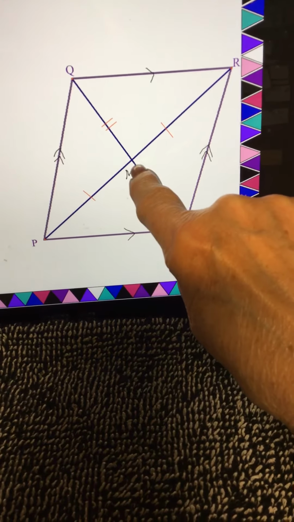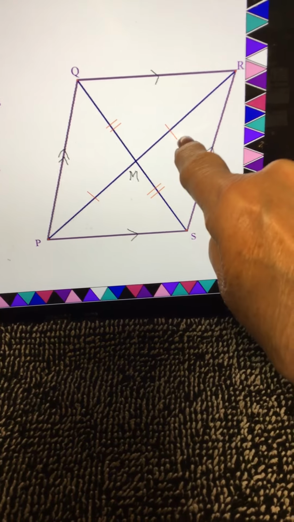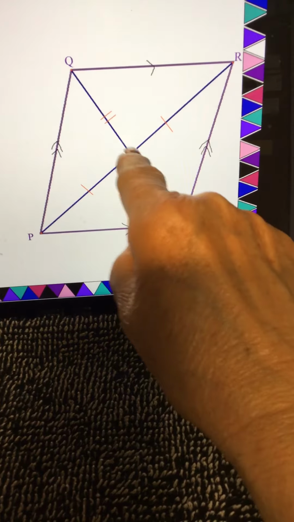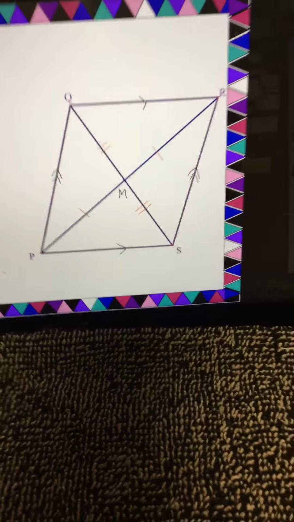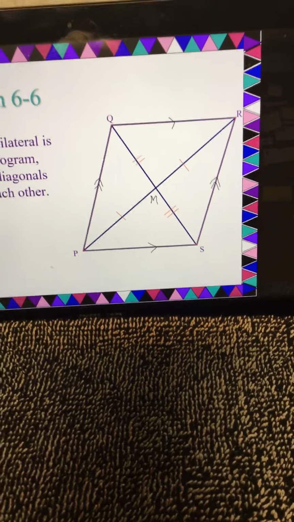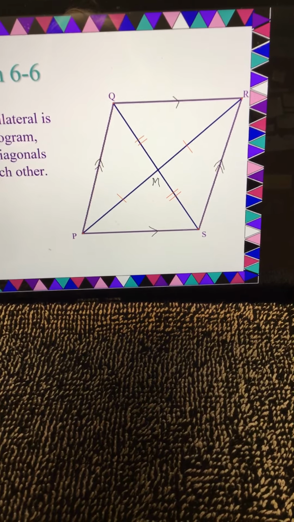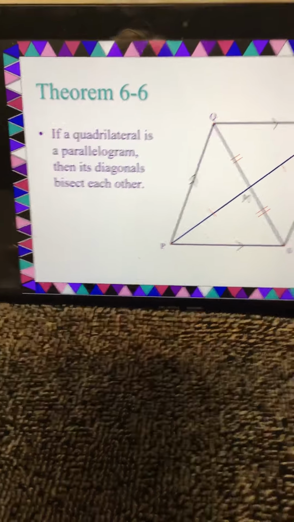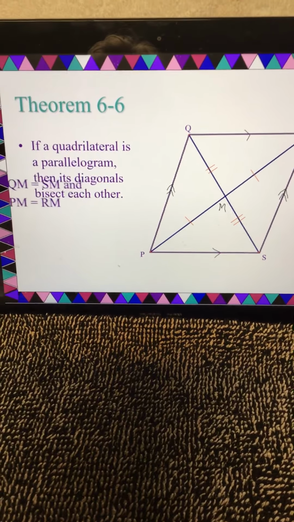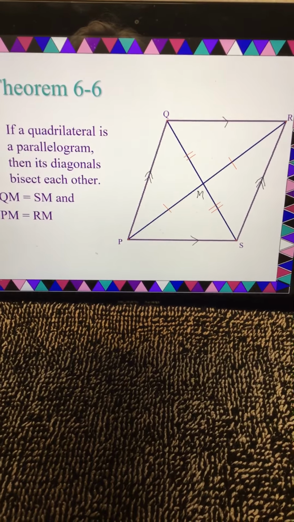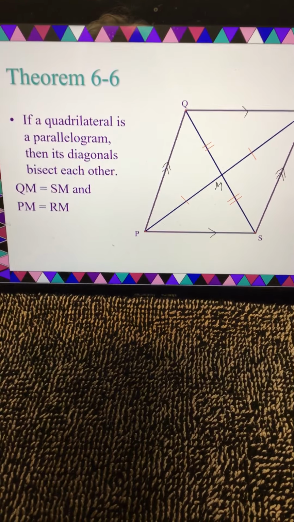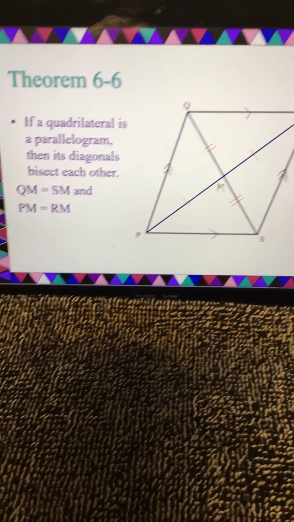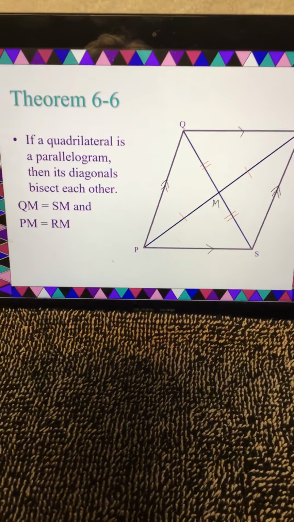So right here, this one gets cut into two congruent pieces. This one gets cut into another pair of congruent pieces. But those four measurements are different from each other. So that is Theorem 6.6, and I know that QM is equal to SM and PM is equal to RM.